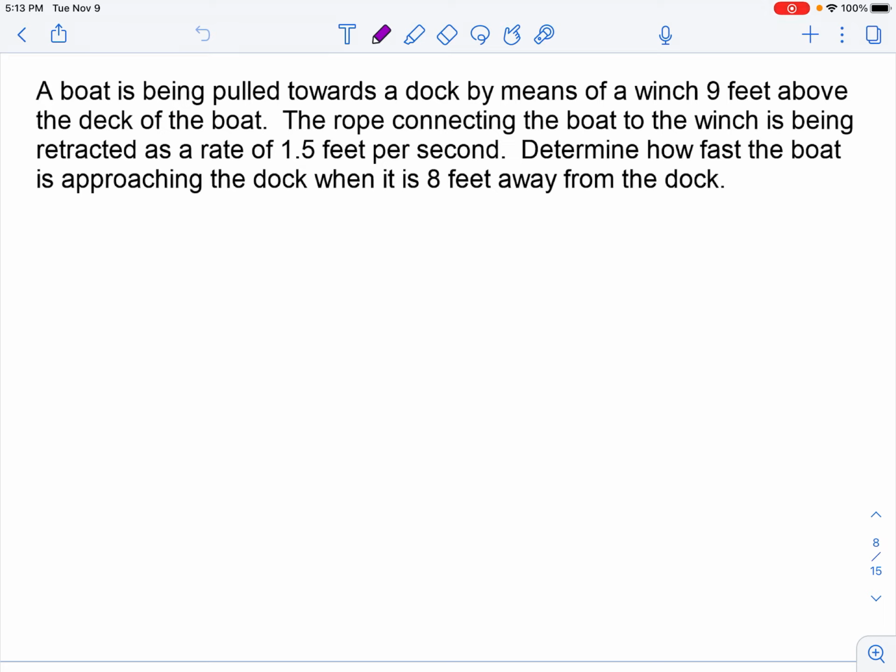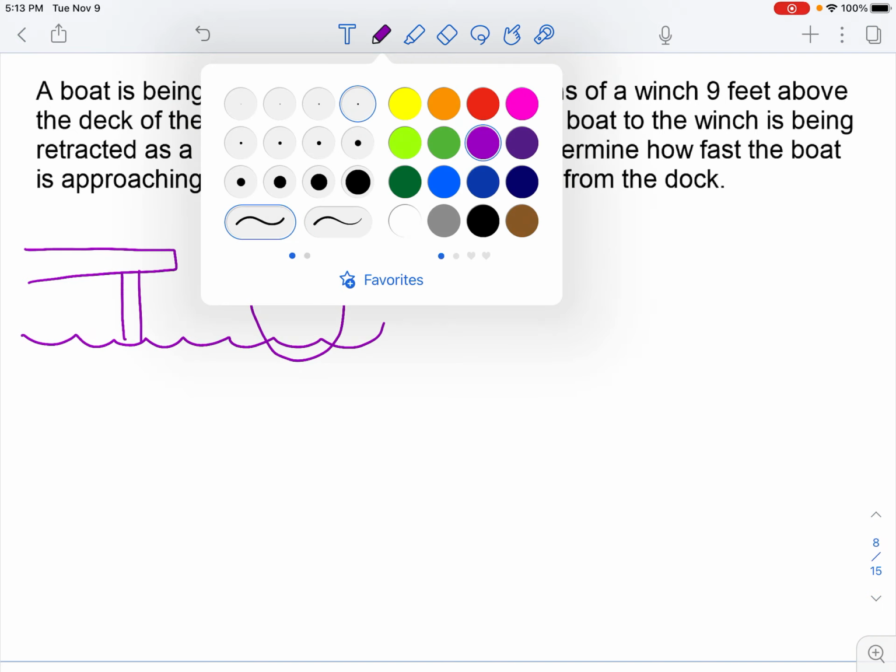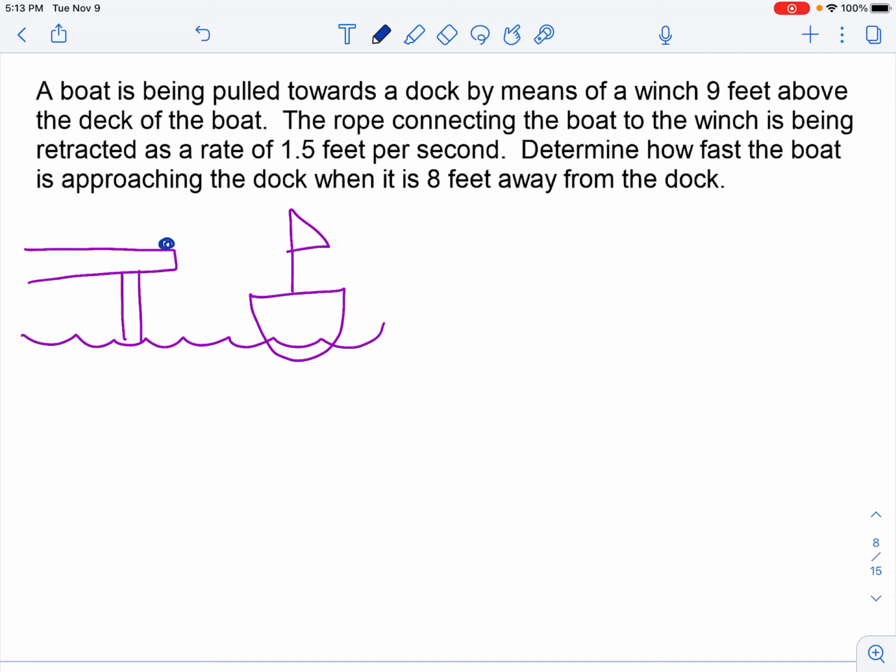All right, so this one we're definitely going to need a diagram. Excuse my somewhat sad artwork here, but here's our dock. Here's the water. And we've got a boat. All right, what do we have going on? There's a winch up on the dock. Clearly you can see the dock is up higher than the deck of the boat.